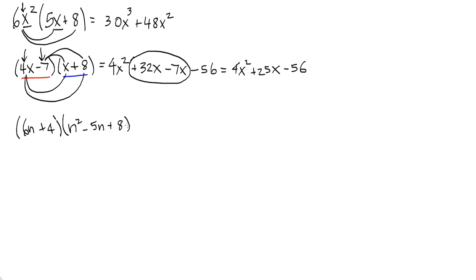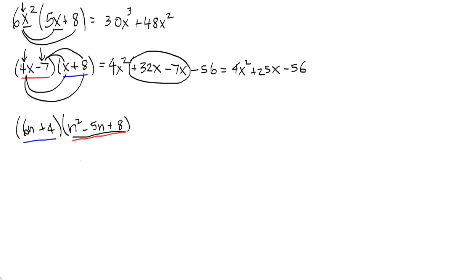Can't foil this one. The reason we can't foil this one is because this second factor has 3 terms in it instead of 2. This is called a trinomial. Should make sense since the one with 2 is called a binomial. But the process remains the same. We have to make sure that everything in our first factor, which is a binomial, is multiplied by everything in our second factor, our trinomial.